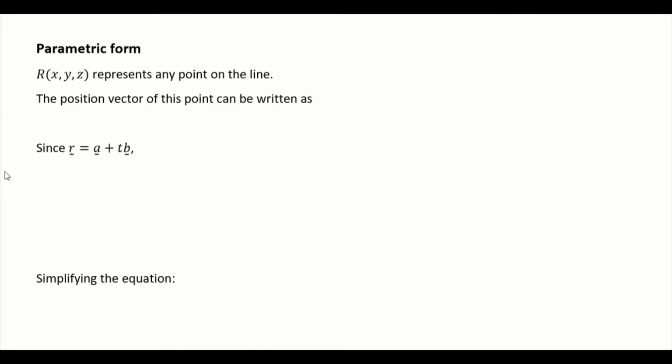All right, before we move on to look at a few examples for the equation of a straight line, I'll just use some time to finish this short part on the parametric form of a straight line equation. Just now we said that R, (x, y, z), represents any point on the line. So the position vector for the point can be written as OR, which also equals R, represented by x, y, and z. If you want to write in i, j, k, it will be xi plus yj plus zk.